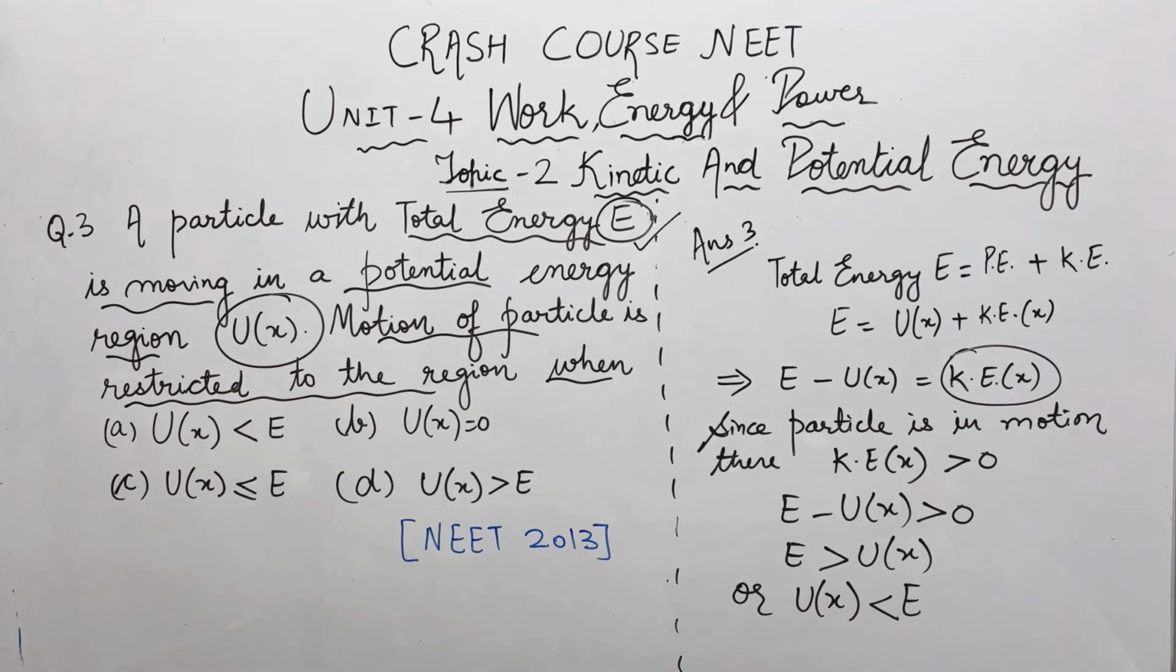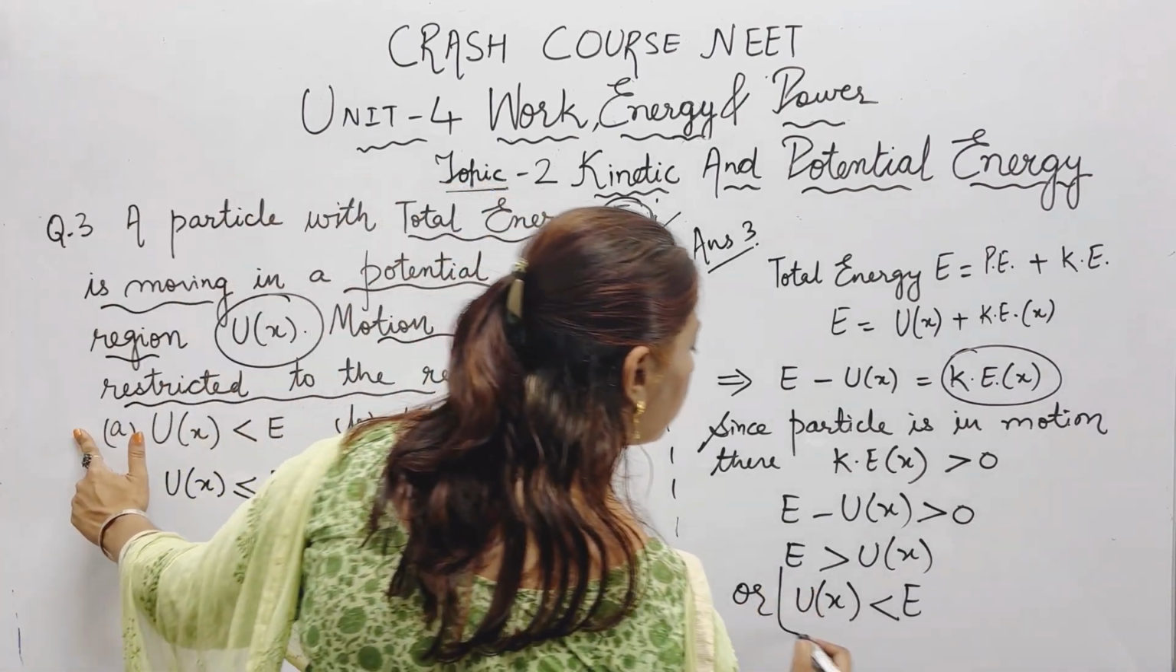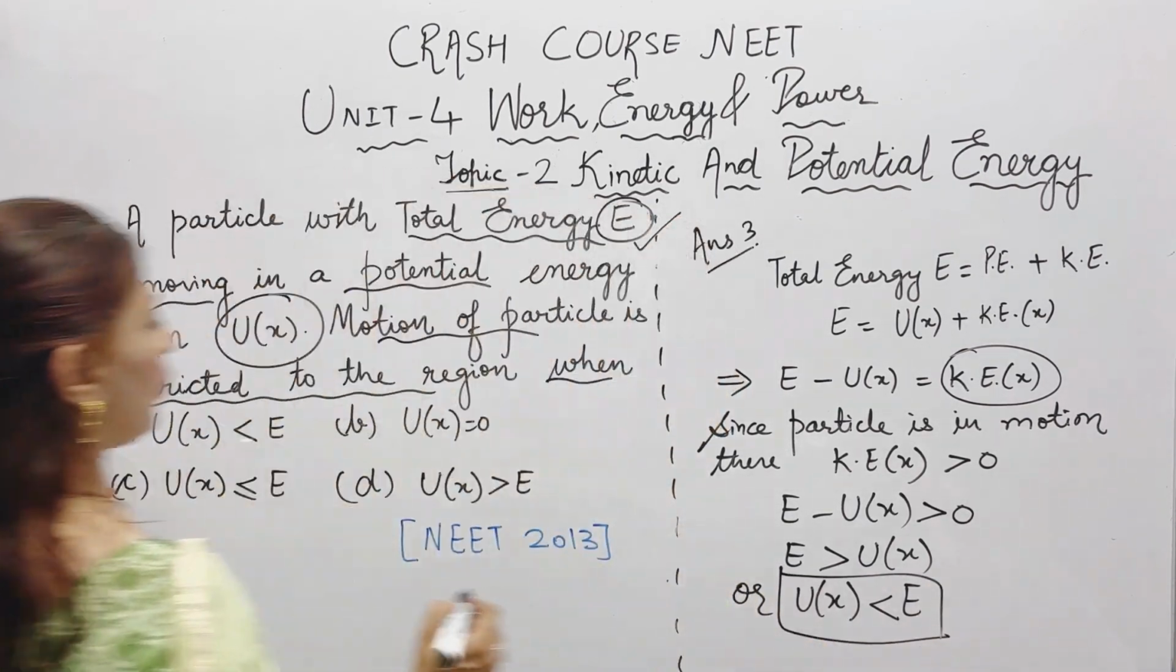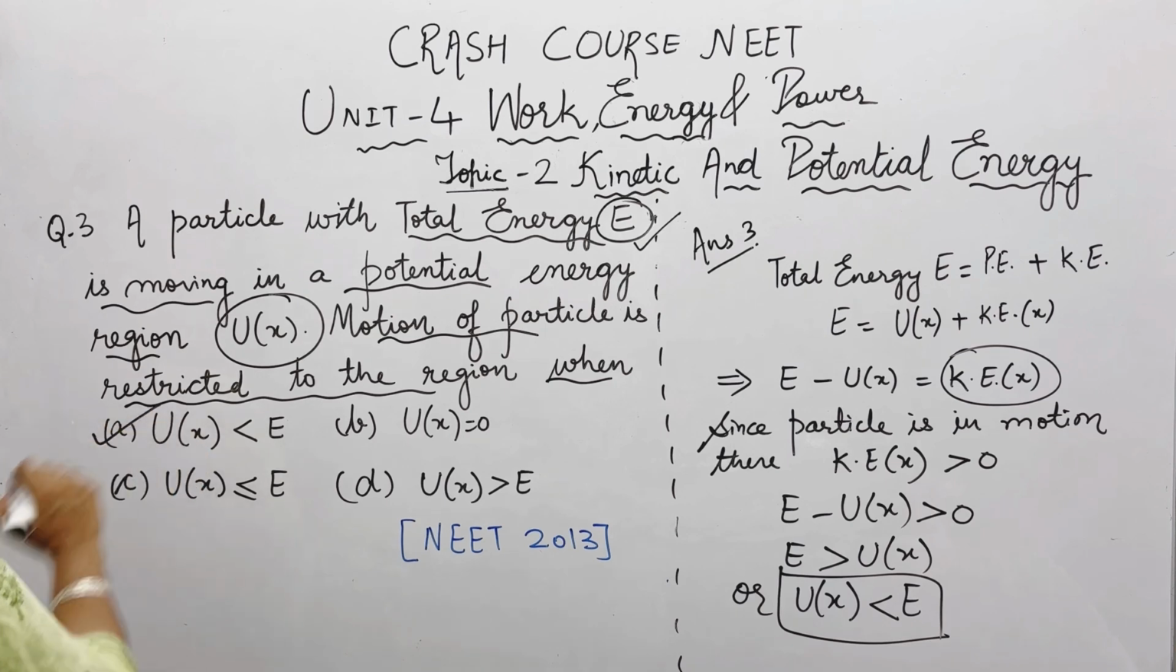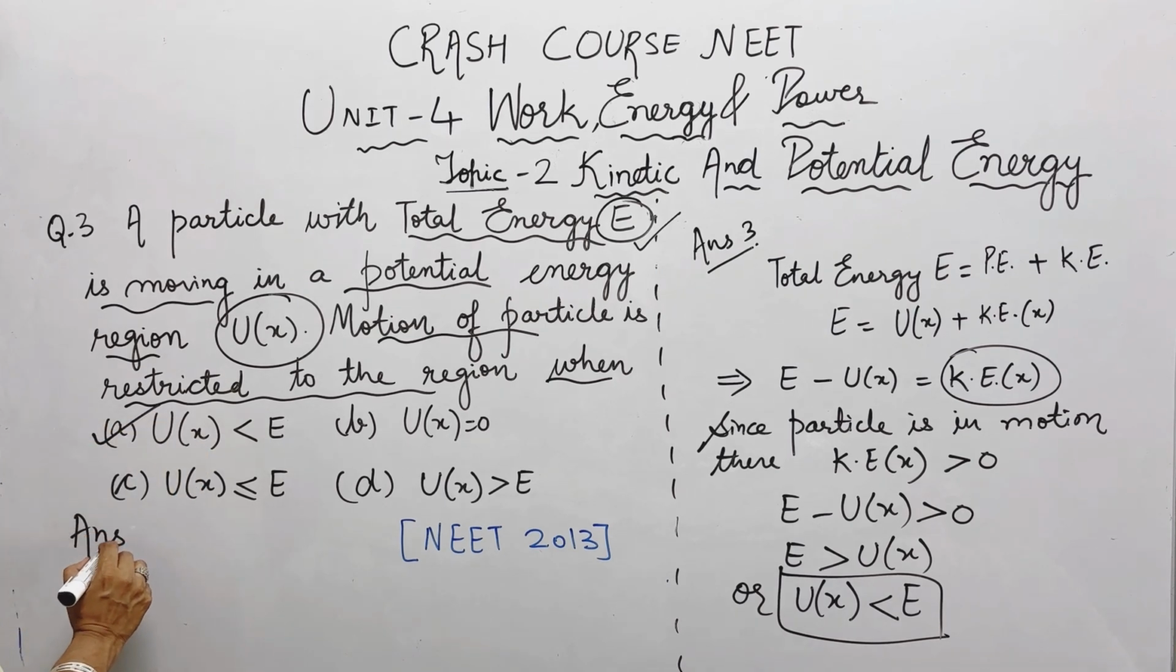So if we look at the options, our option number A matches with the result that we have got for the potential energy and the total energy. So the answer for the third is A part.